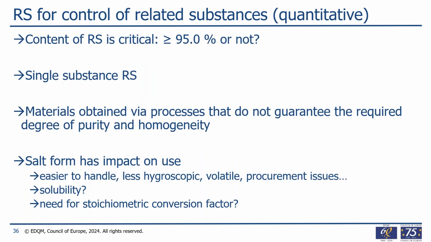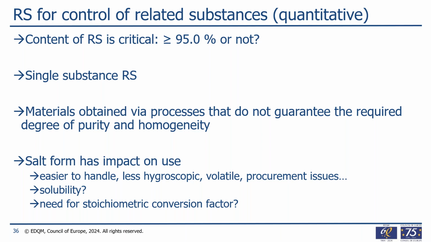For the establishment of this type of reference standard, the content of the candidate material is critical. Is it above 95% or not? Because as described in chapter 5.12, if the content is above 95%, we do not assign a content, and the user can simply assume the content to be 100%, because the mistake that is made by applying this assumption is irrelevant compared to the measurement uncertainty of the method. For this type of reference standards, we only use single substances. We don't have mixtures with an assigned content.